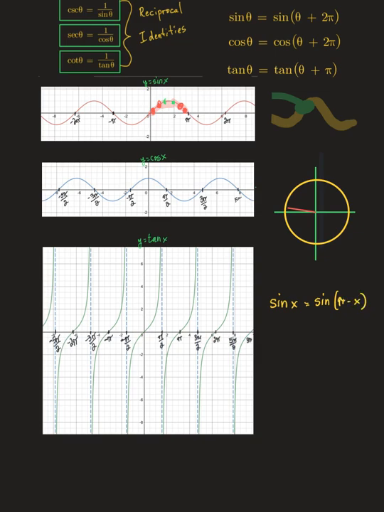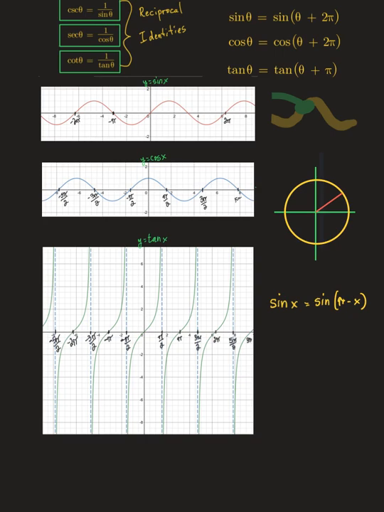So if we have, let's say this is the angle x right here, then if you take pi minus x, you're going to get that same angle over here. So sine of x is always equal to sine of pi minus x. On the graph you can see it over here as well. Whatever you have sine of any angle here, if you do pi minus that angle, you're still going to be at the same height.